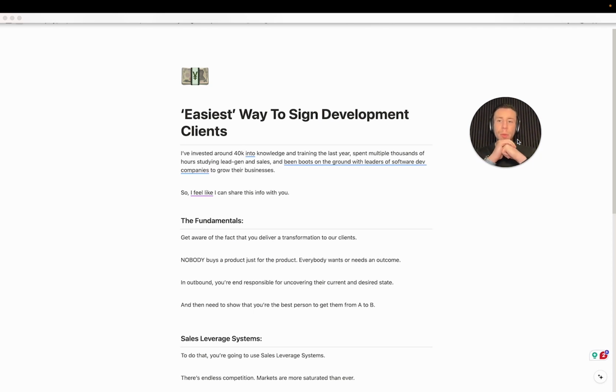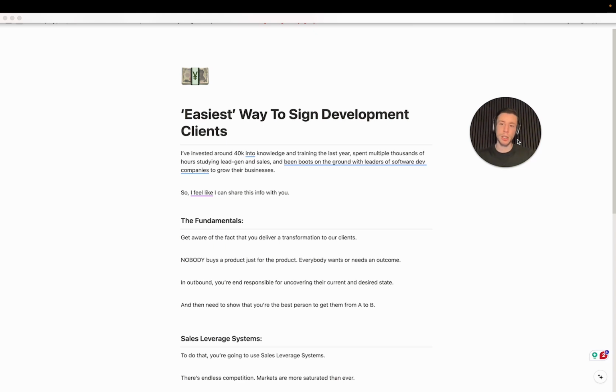For today, I have prepared the easiest way to sign development clients. Not saying that signing clients is easy, but I think this is the new way of doing it, the scalable way, the well-performing way, and a way where you can outperform your competitors, because I am 100% sure that not a lot of your competitors are doing this at the moment.